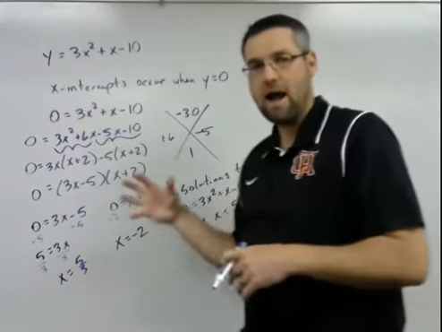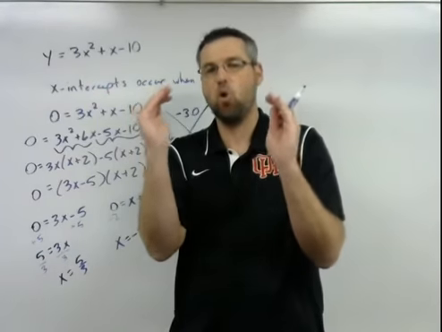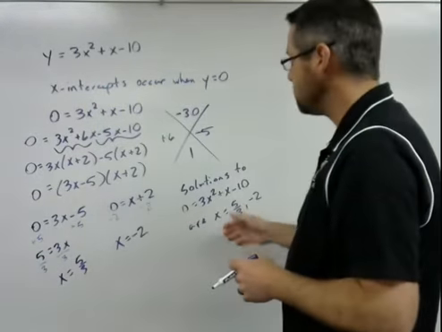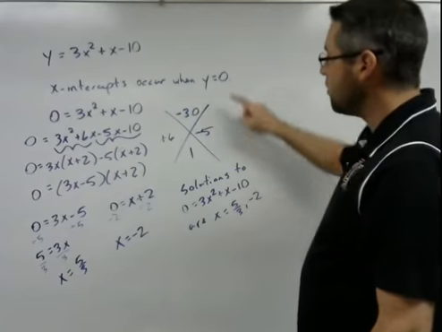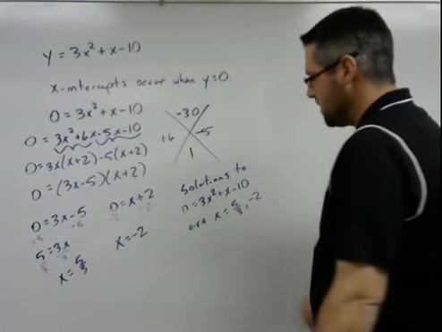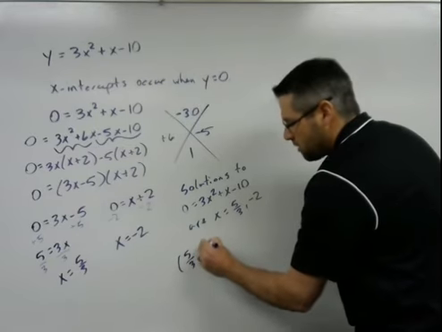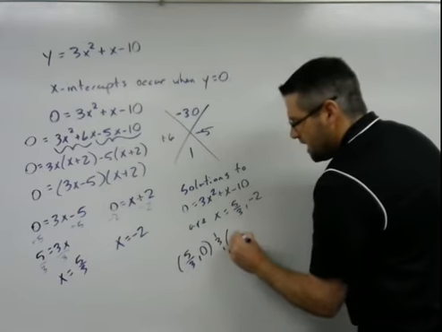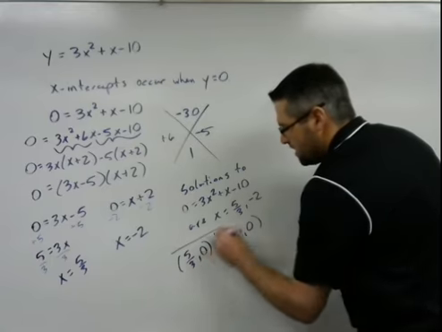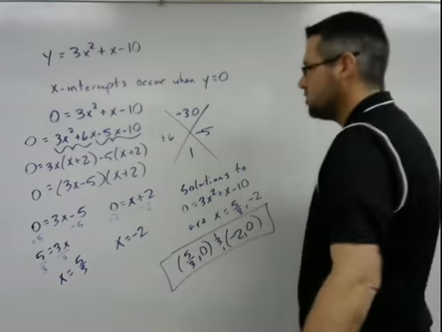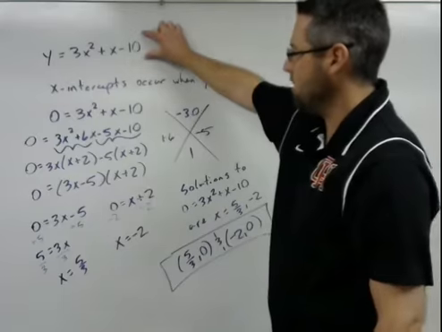Remember, when I graphed the parabola, the x-intercepts are written as coordinates. So what are those coordinates? Well, we know the x values, but remember, we also know the y values. So our coordinates are going to be (5/3, 0) and (negative 2, 0). These are the x-intercepts to my parabola.